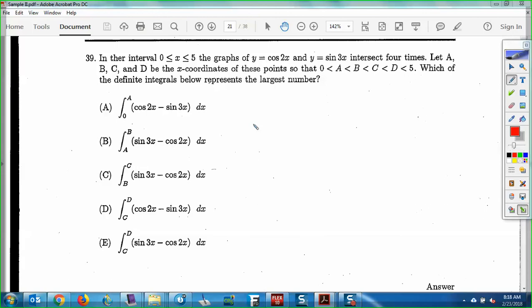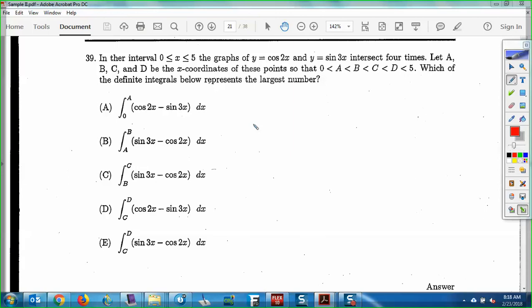In the calculator section, they'll put problems that are specifically worded in a way that the calculator really doesn't help much. So the graphs of cosine 2x and y equals sine x intersect 4 times. Let a, b, c, and d be the x-coordinates. Which of the definite integrals below represents the largest number?